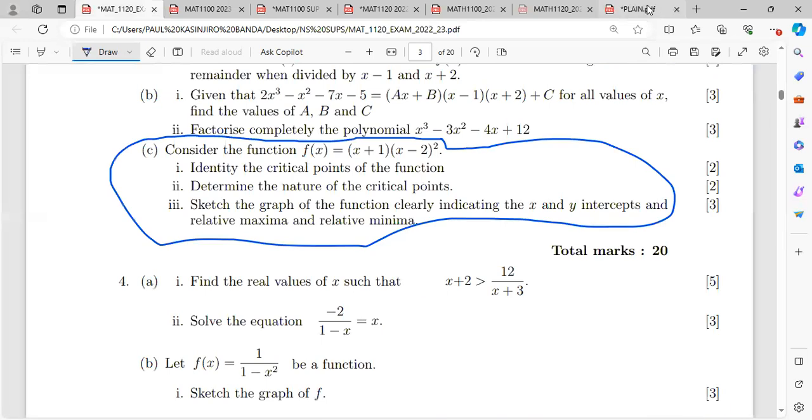So, what's the question there? Let me move this thing here. So they're saying f of x.